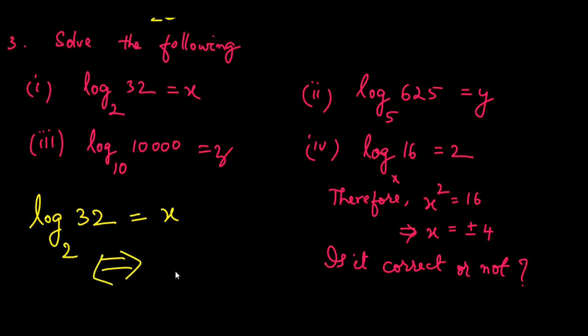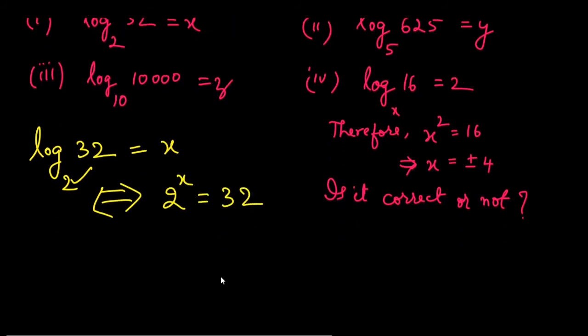When converted into exponential form, the base is 2 here, so here also the base is 2. The value of logarithm is x, and this should become the exponent. 2 power x is equal to 32. Now let us solve this. Here it is 2 power x, the base is 2.